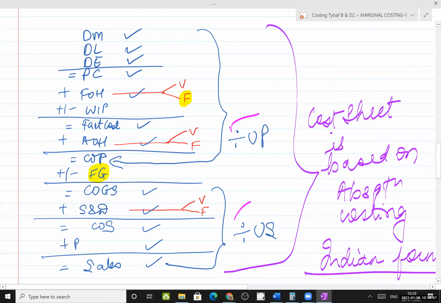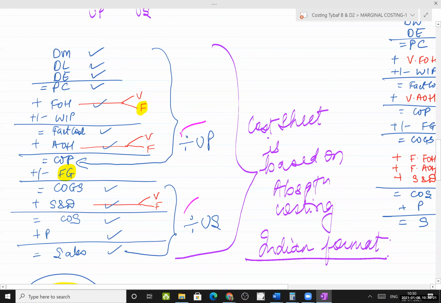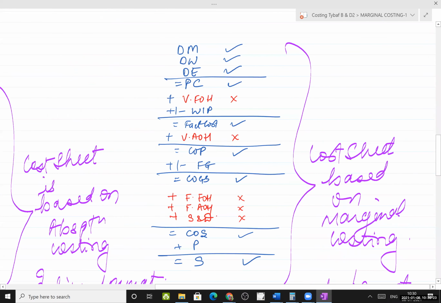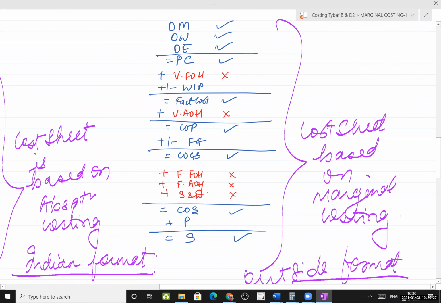So have you noted down the Indian version? Did you write it down? Just acknowledge it in the chat box. Cost sheet based on absorption costing, the Indian format. Is it done? Okay, fine. Now let me take you to the next one. Now note down this. Now this is as per the obviously outside India format.